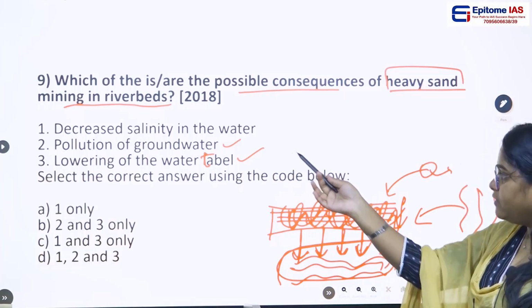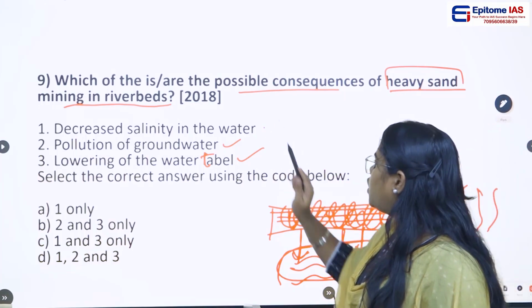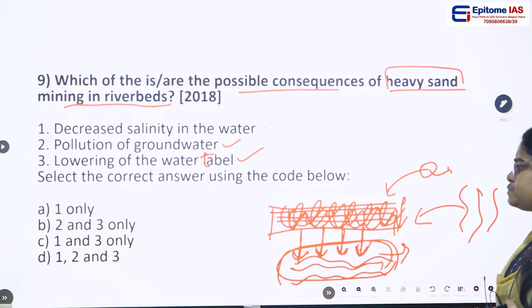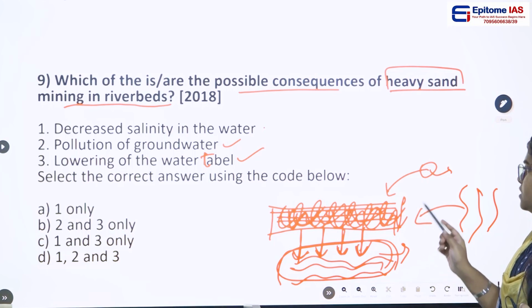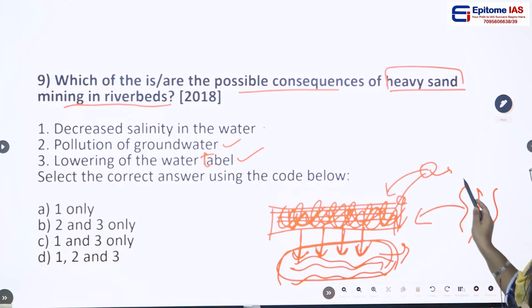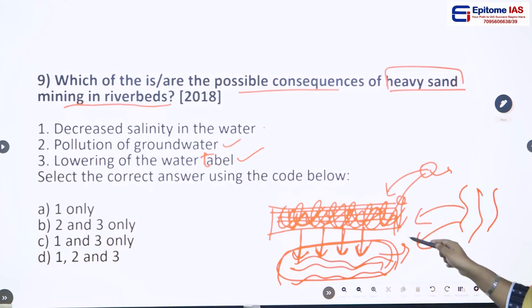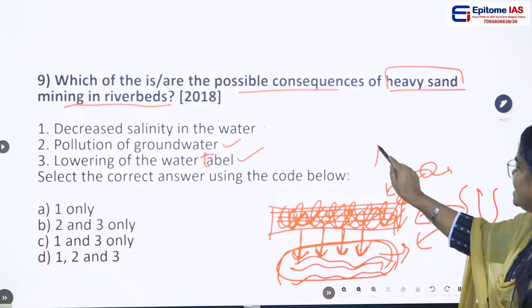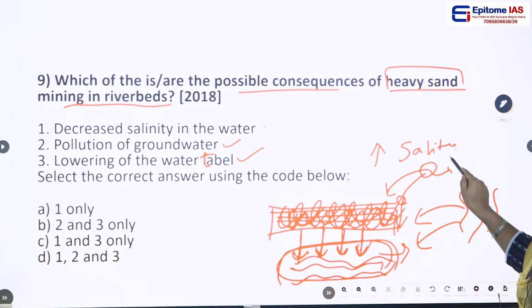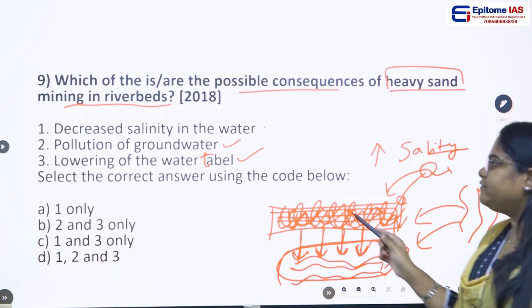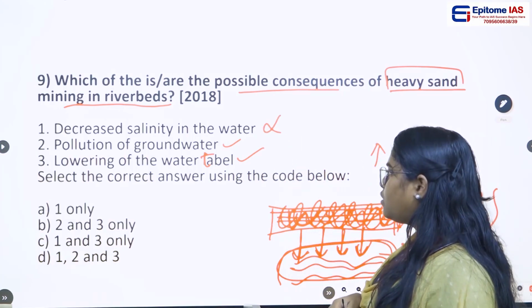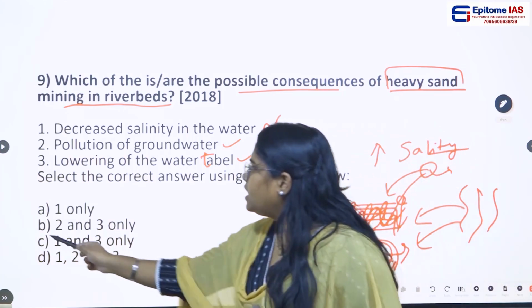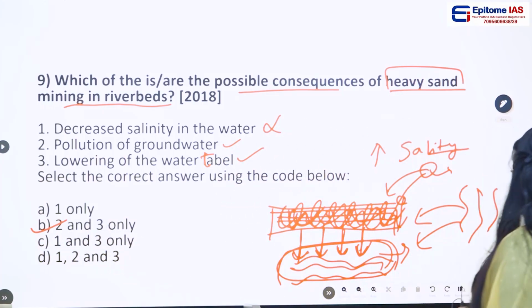And the third point, decreased salinity in water. Is that so? When this sand is removed, what is happening? This pollution or sea water is coming inside and mixing with the water. So it will actually increase the salinity of the water. It will not decrease the salinity. So we can eliminate this particular option. So what is the correct answer? The answer is B, 2 and 3 only.